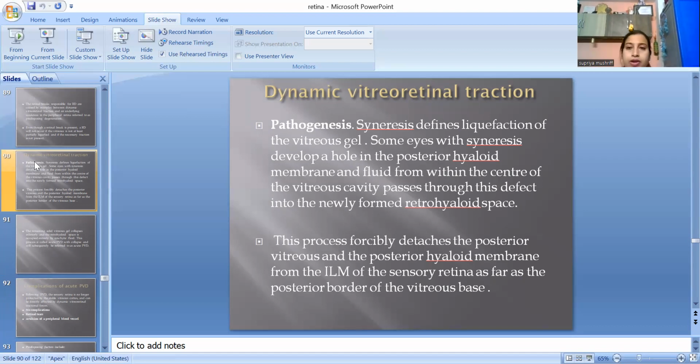First, dynamic vitreoretinal traction. Now, the pathogenesis is syneresis, that is, liquefaction of the vitreous. Some eyes with syneresis develop a hole in the posterior hyaloid membrane, and fluid from within the center of the vitreous cavity passes through this defect into the newly formed retrohyaloid space. This process forcibly detaches the posterior vitreous and posterior hyaloid membrane from the internal limiting membrane of the sensory retina as far as the posterior border of the vitreous base.